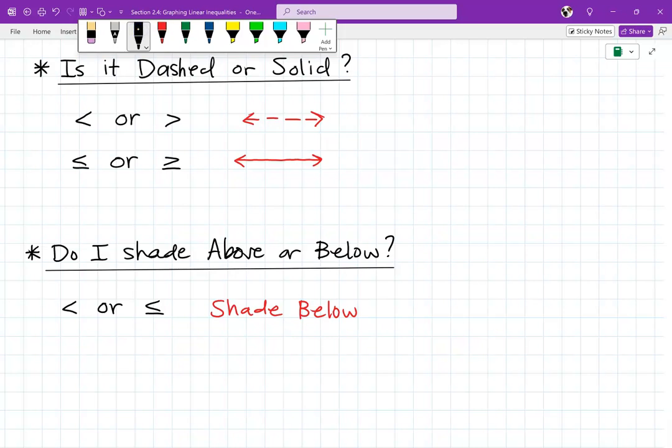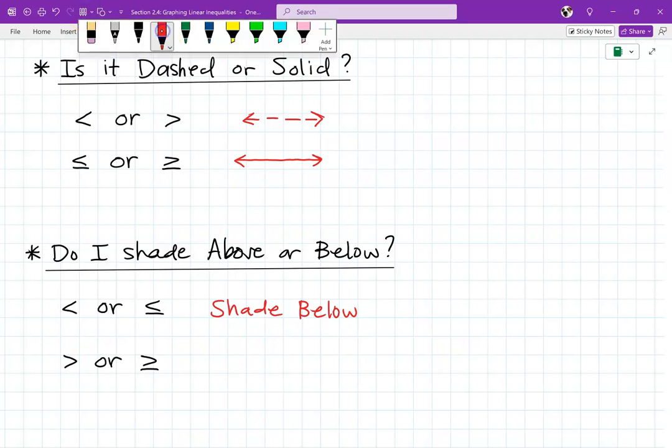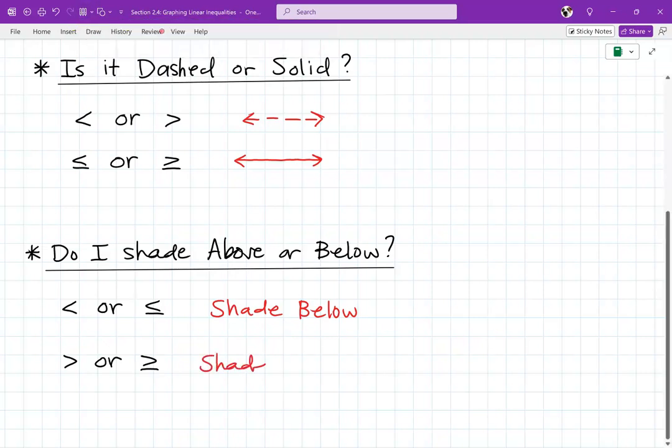Now if it says greater than or equal to, you're going to shade above. If someone is greater than you, you normally tend to look up at them, right? You look up to them. So in this case, greater than or equal to, shade above.